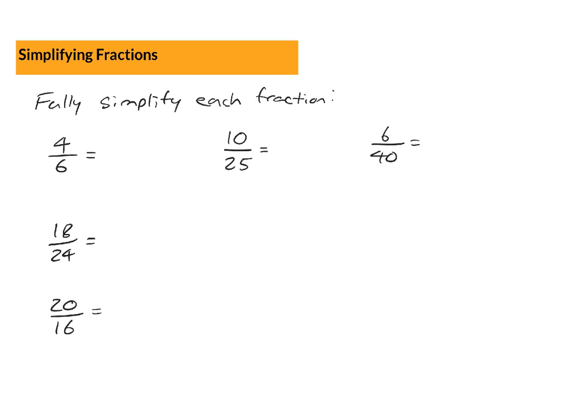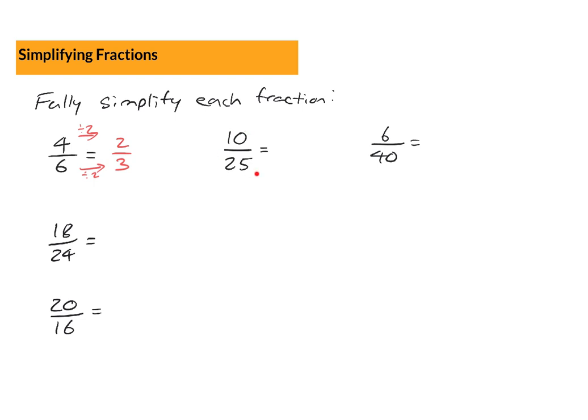Simplifying fractions. Simplifying fractions is similar to equivalent fractions, but we want the smallest possible denominator, smallest possible number on the bottom. So the first one here is 4 over 6. So I'm looking for the highest common factor for both 4 and 6. That's the biggest number that goes into both. Well, if we look at it, the only number that goes into both apart from 1, and 1 wouldn't change my fraction, is 2. So I would divide the bottom and the top by 2. 4 divided by 2 is 2. 6 divided by 2 is 3. So the simplest version of my fraction here is 2/3.